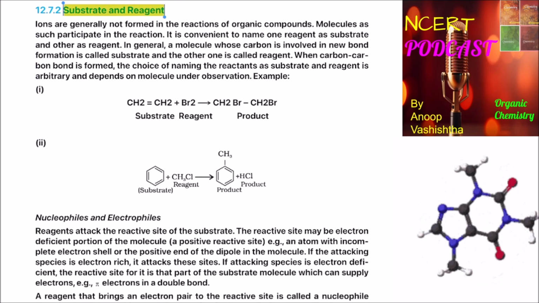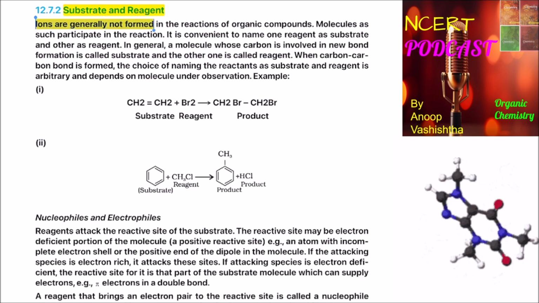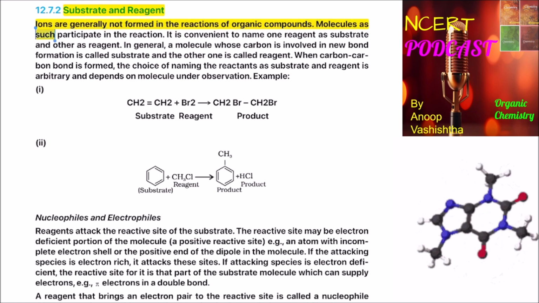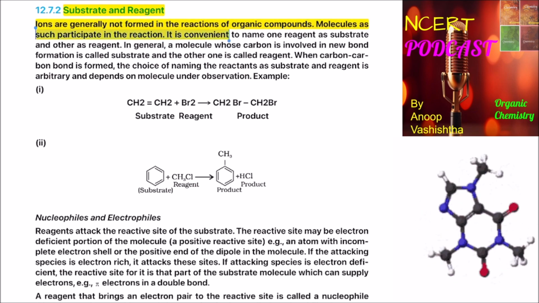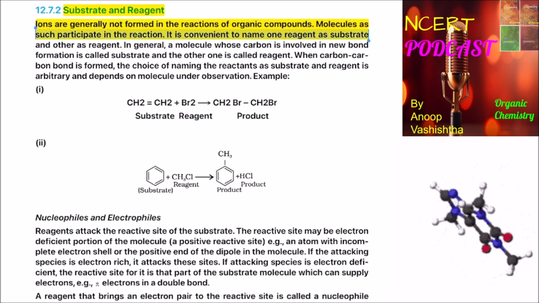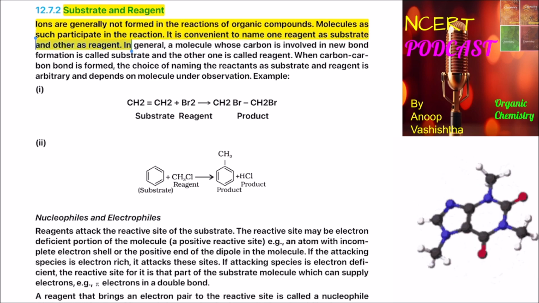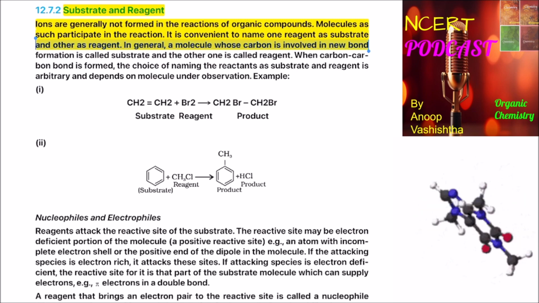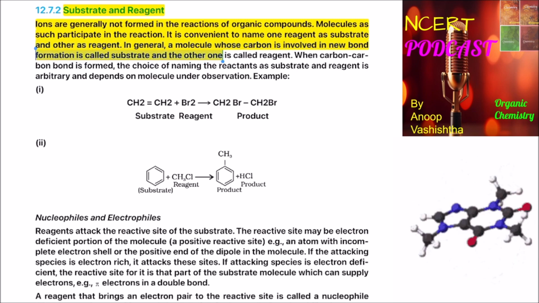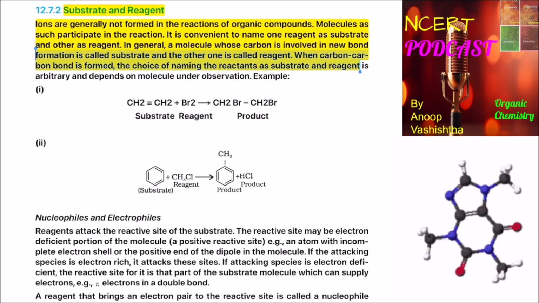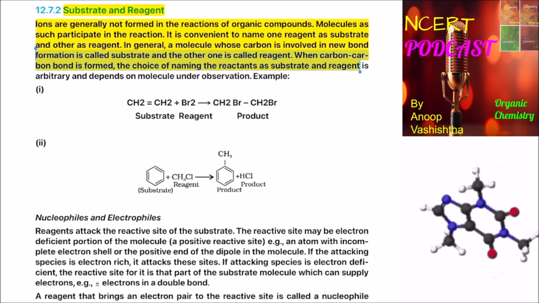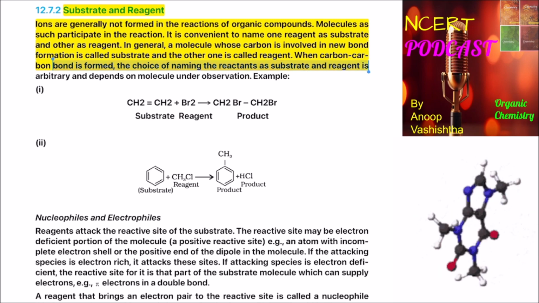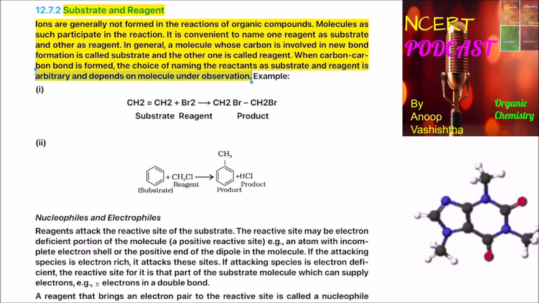Substrate and reagent. Ions are generally not formed in the reactions of organic compounds. Molecules as such participate in the reaction. It is convenient to name one reagent as substrate and the other as reagent. In general, a molecule whose carbon is involved in new bond formation is called substrate and the other one is called reagent. When a carbon-carbon bond is formed, the choice of naming the reagent as substrate and reagent is arbitrary and depends on the molecule under observation.